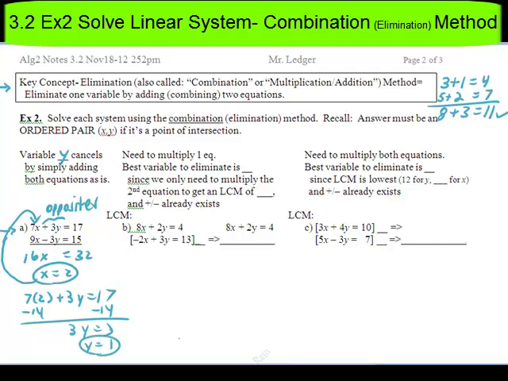And as you said before, this is an ordered pair, 2, 1. See if it works. 14 plus 3 is 17, and 18 minus 3 is 15. They both work, and we're happy.